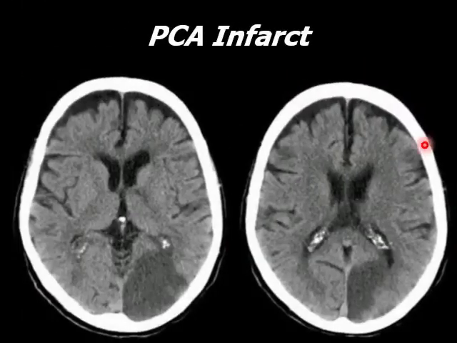This is a radiological picture of the area of the posterior cerebral artery infarction. As you see, it involves the occipital loop of the cerebral hemisphere, both sides, especially at the medial aspect.